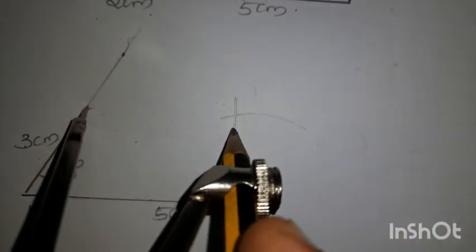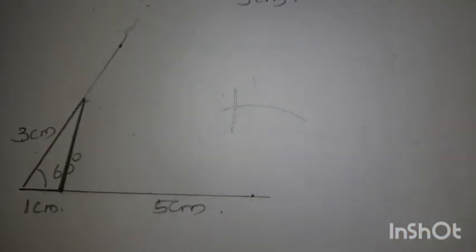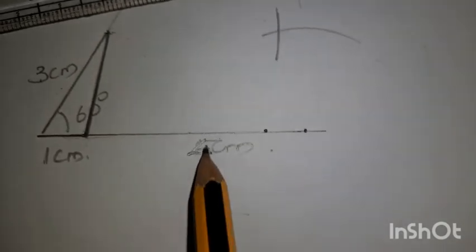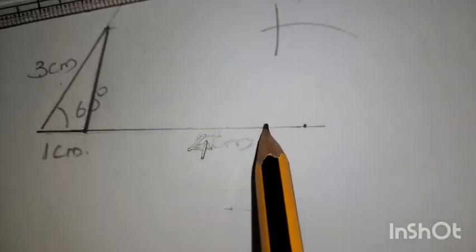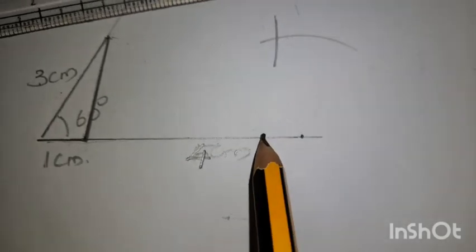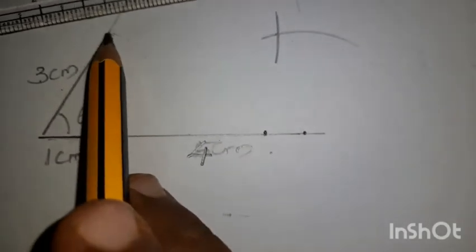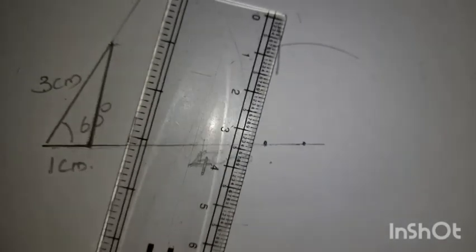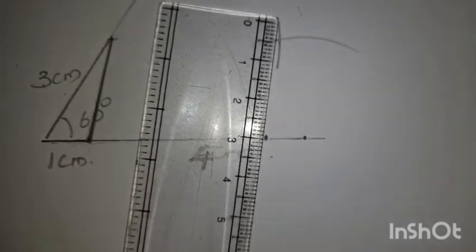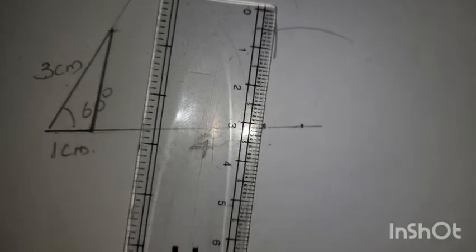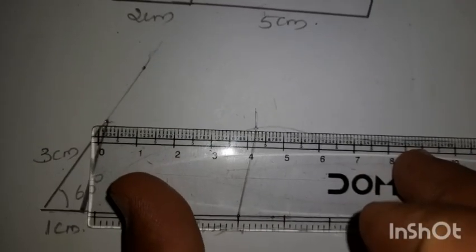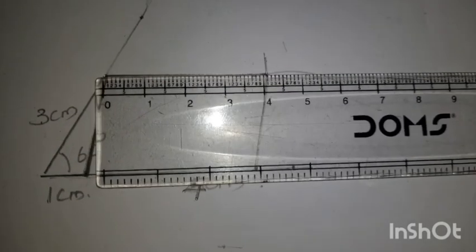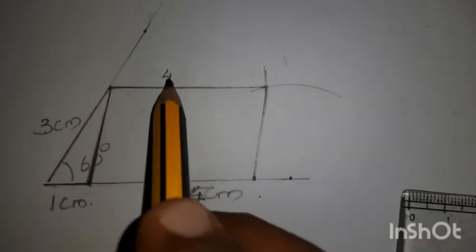4 centimeter in a compass and draw the next arc. This is not 5 centimeter, this is 4 centimeter. Total it is 5 centimeter. So from this end you have to draw the arc, and from this end also you have to mark it. Then you have to join these lines and complete the parallelogram by drawing the upper line. Draw the parallel line with 4 centimeter.